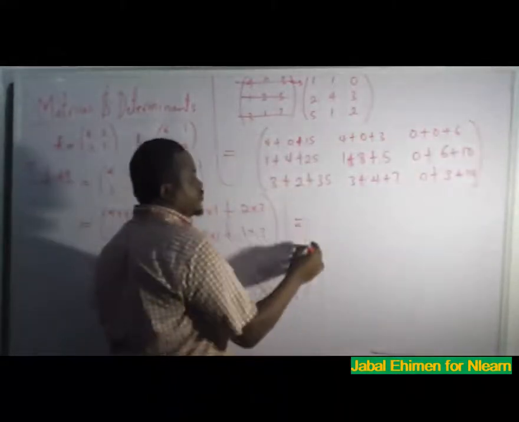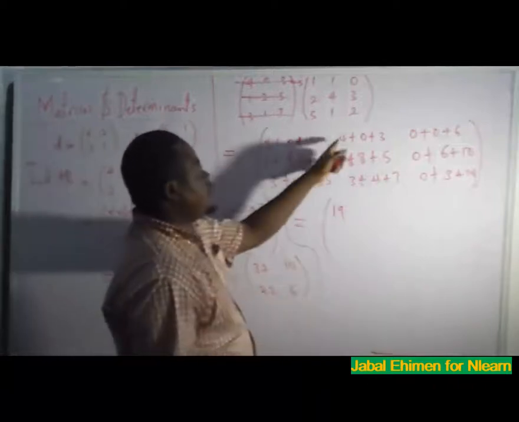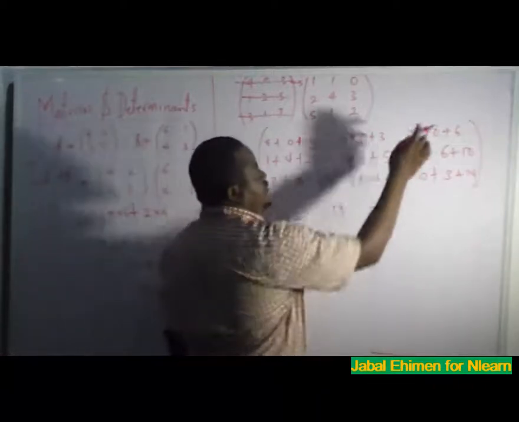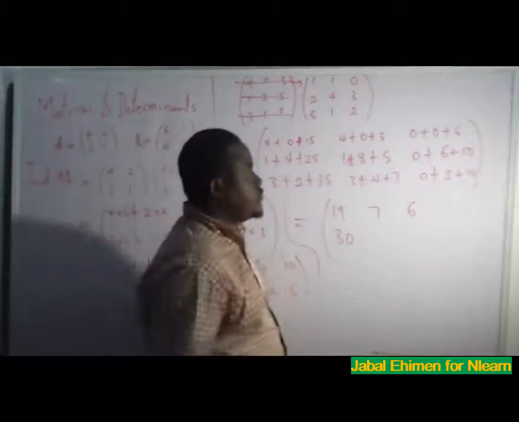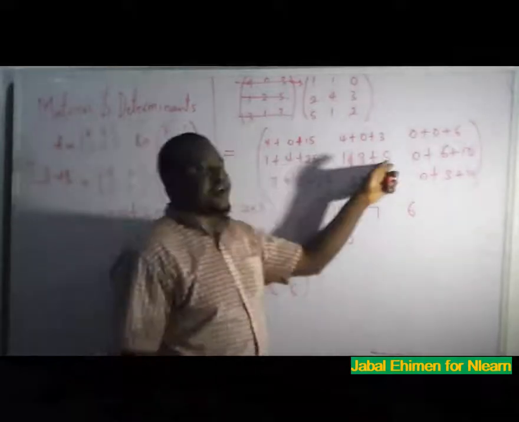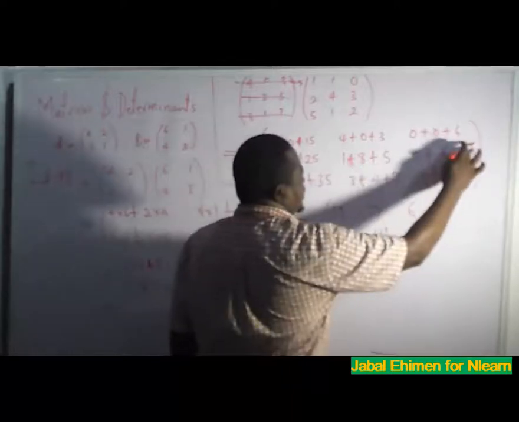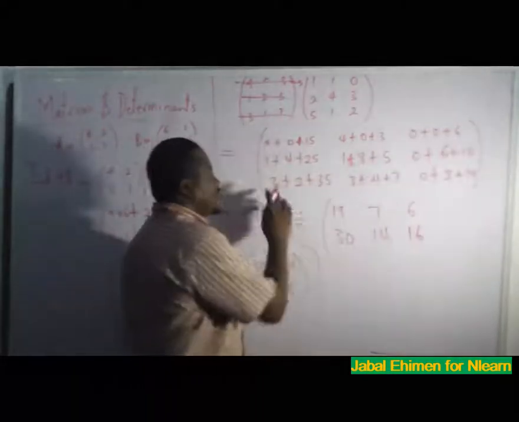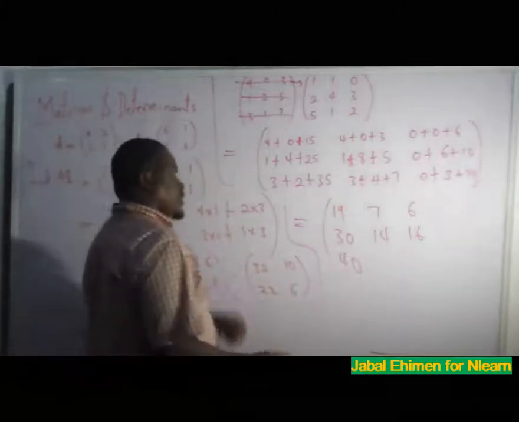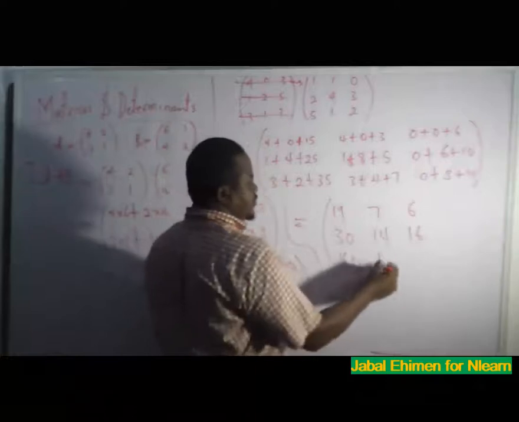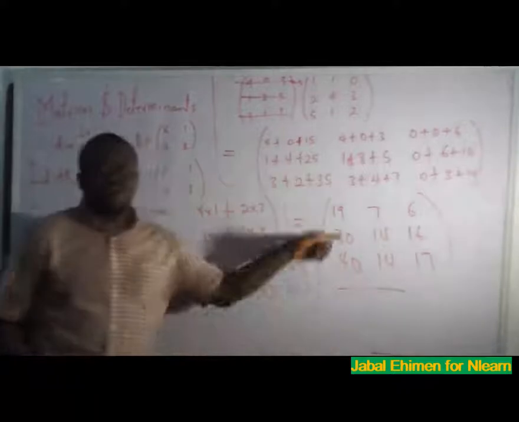So let's now add everything together. That will now give us 4 plus 0 plus 15, that's 19. 4 plus 0 plus 3, that's 7. That's 6. 1 plus, that's 30. That is 8 plus 5, that's 13. Plus 1, that's 14. 0 plus 6 plus 10, that will be 16. 3 plus 2 plus 35, so that will be 40. And 3 plus 4 plus 7, that will be 14. 0 plus 3 plus 14, that will be 17. So that is for the 3 by 3 matrix.